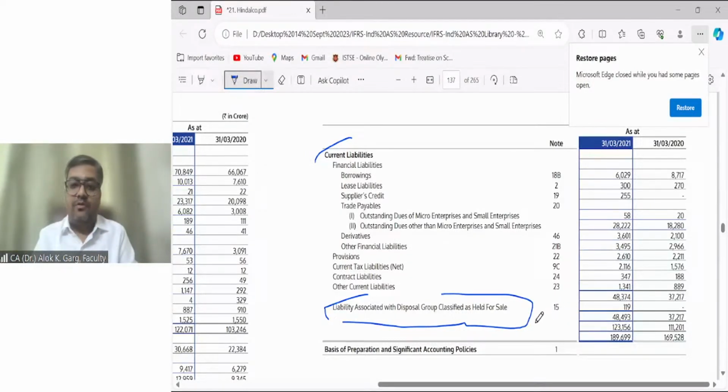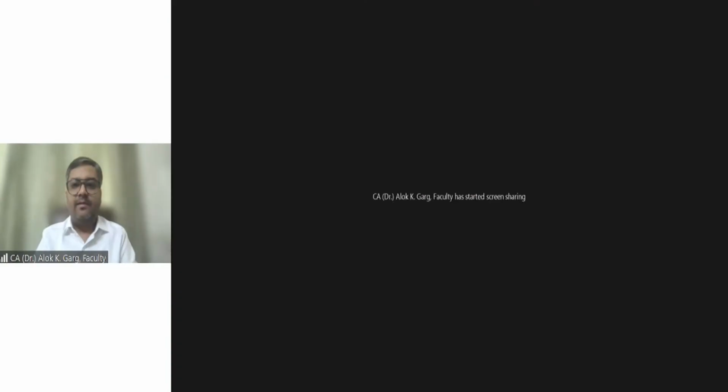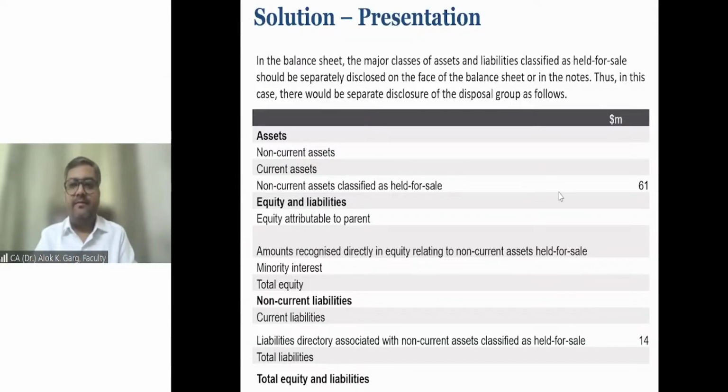So this is what I have shown you in that disposal group case study also. This is the asset, this is the liability. Clear? Is that clear? I hope it is clear to all of you. Okay, so let's go back to the PowerPoint presentation. We have covered this aspect.